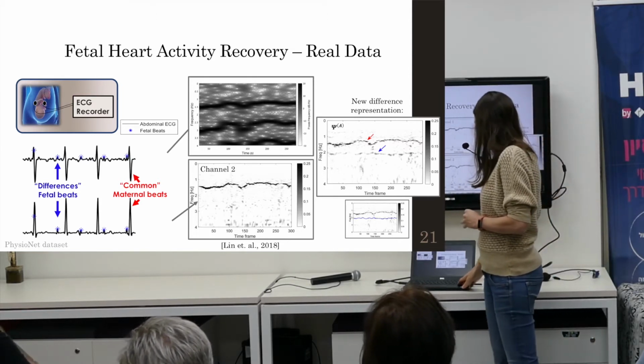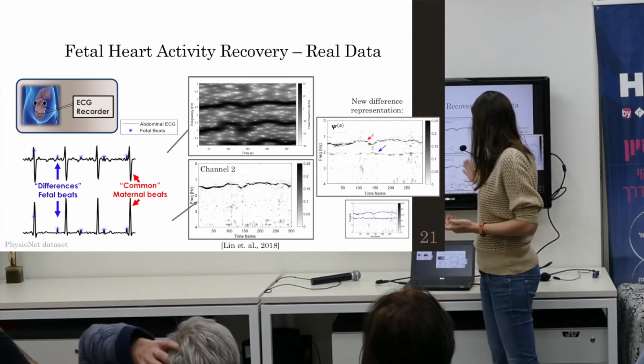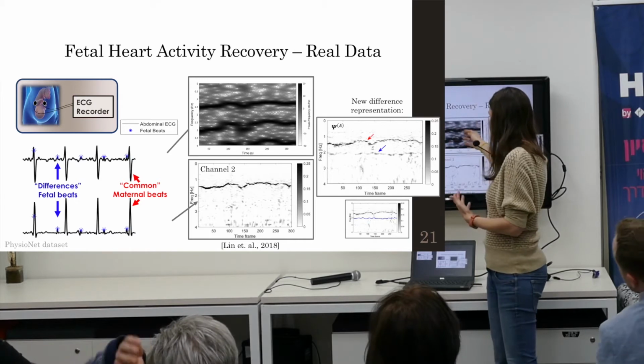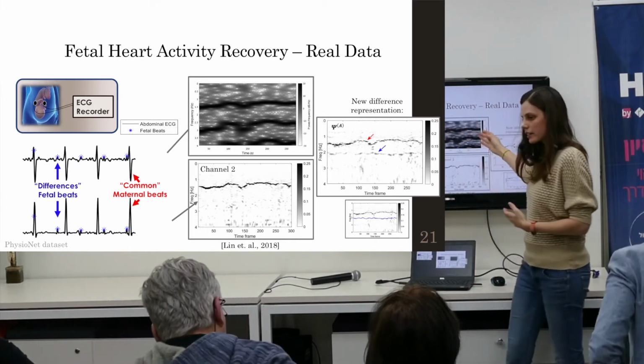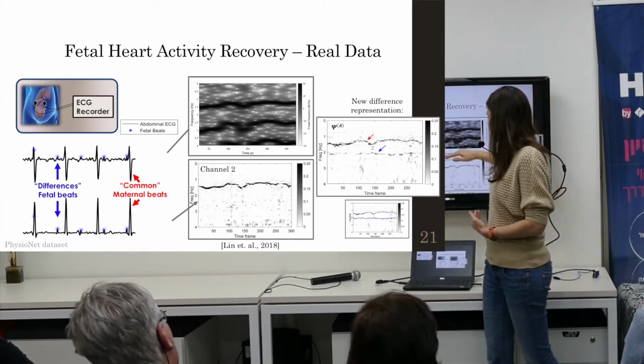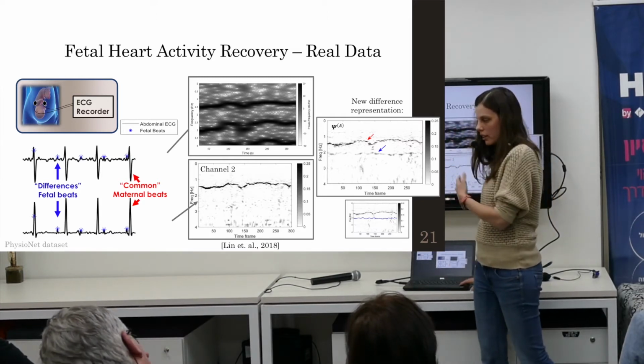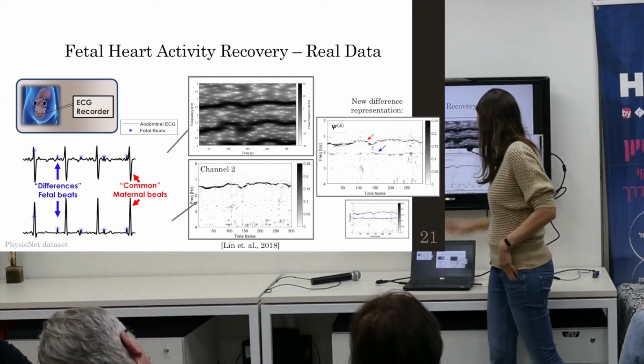Okay, and just to remind you why this task is hard again, if we look at the real spectrogram of the data, it looks like this. The harmonics of the maternal ECG are much stronger compared with the fetal heart activity, and cover them.